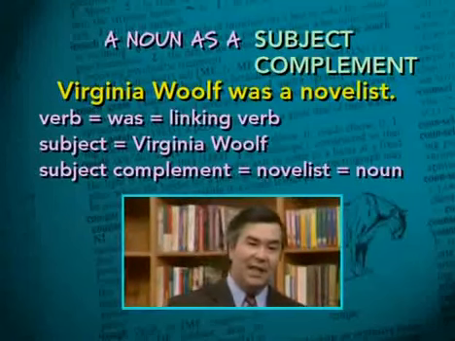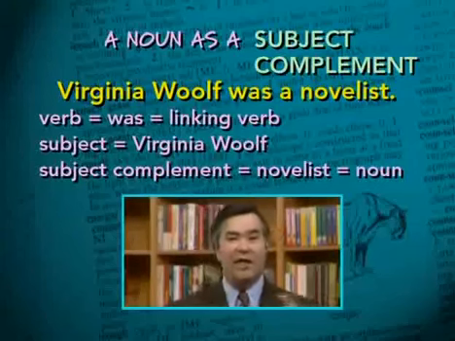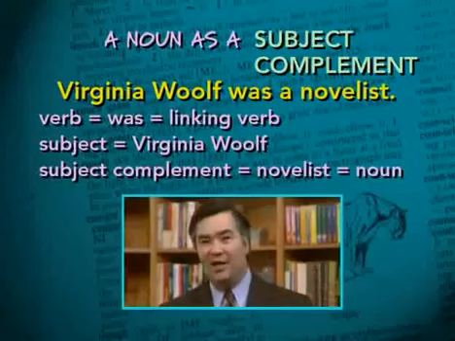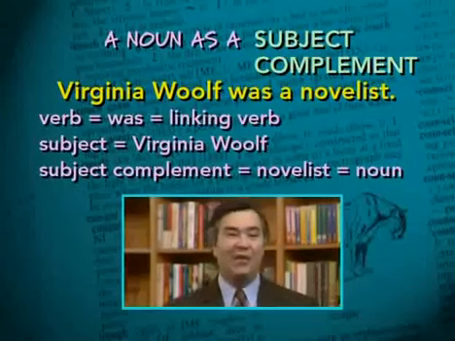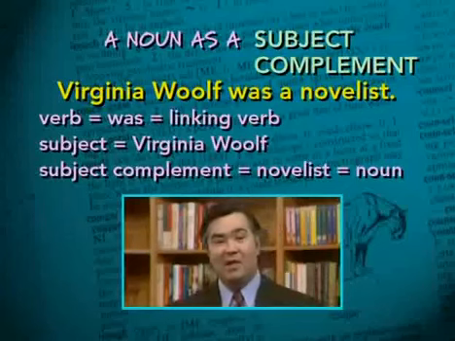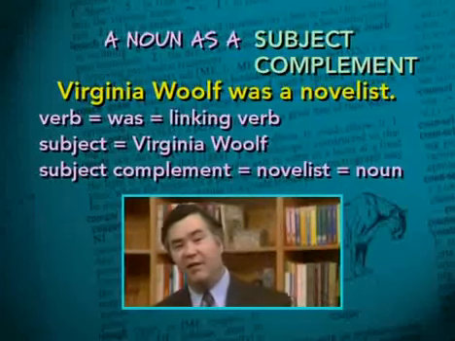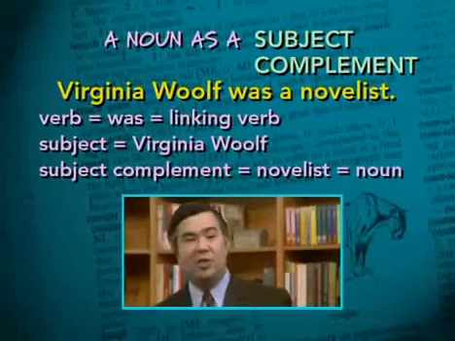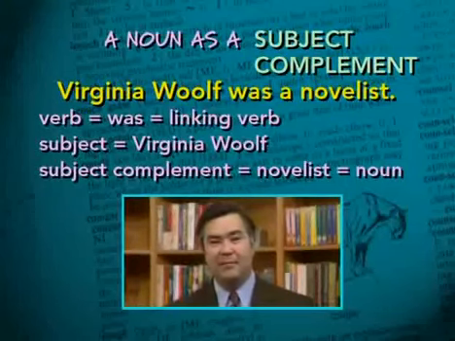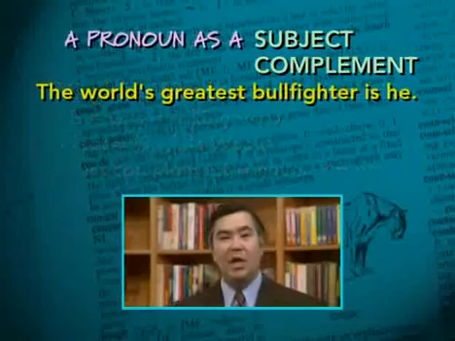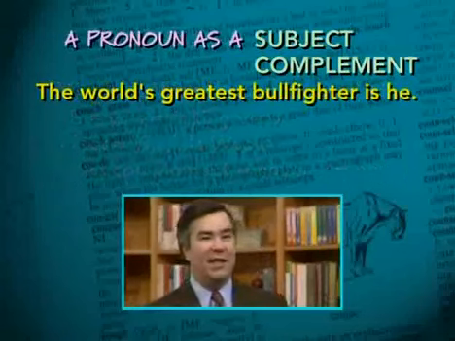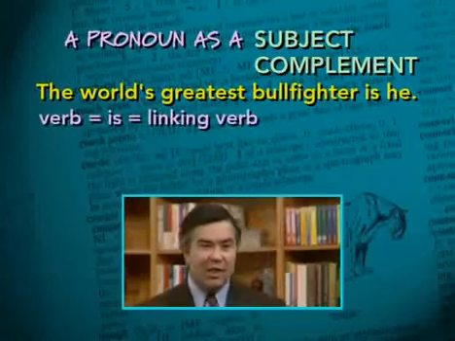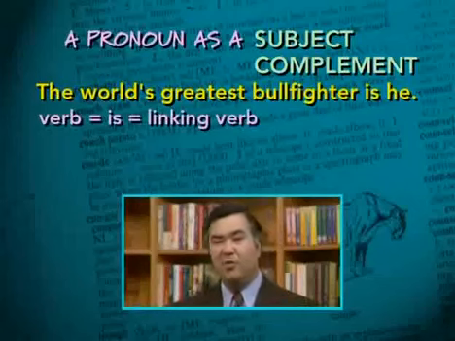So was, the linking verb, is linking Virginia Woolf and novelist and telling us that the two things were equated to one another. Virginia Woolf was a novelist. The two things are one and the same. So this is a classic example of a linking verb being used to connect the subject to a noun, novelist, which is the subject complement. Here's a different example. The world's greatest bullfighter is he. What's the verb here? The verb is. It's another form of the common linking verb to be.